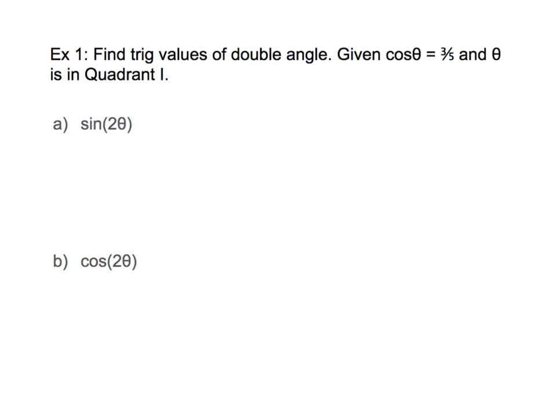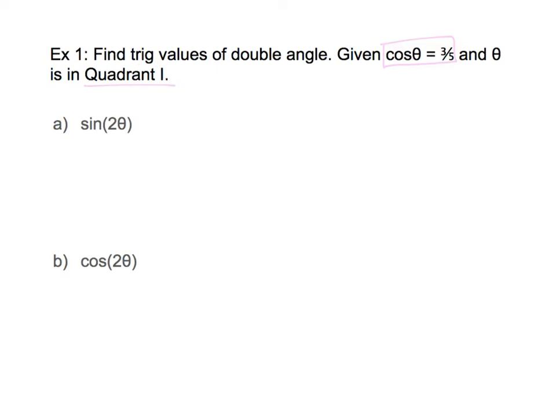All right, so here I have a trig value, cosine 3 over 5, and it says find the trig value of the double angle. And so these are the double angles here. And so we need to know what we're given. We are given cosine 3 over 5, and they tell us it's in the first quadrant. Now this part's really important, okay?